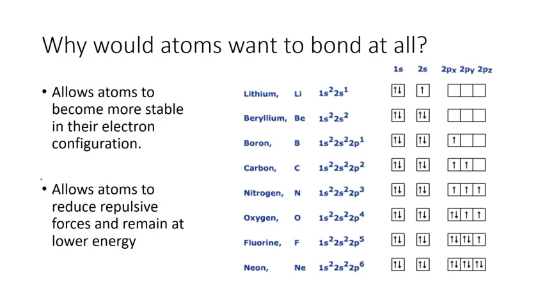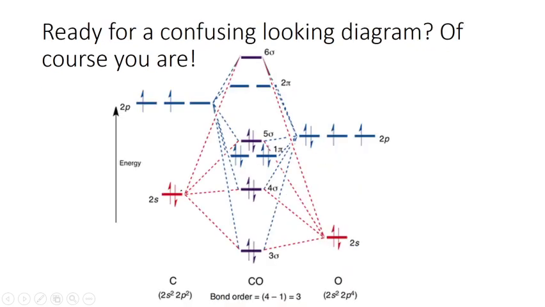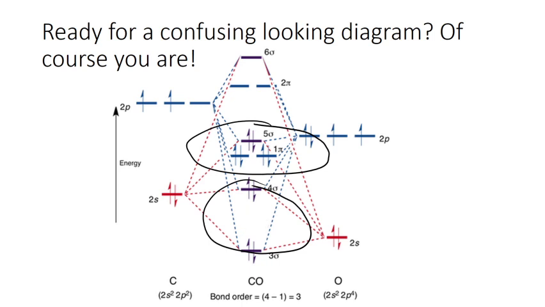The second reason is it allows the atoms to reduce the repulsive forces and remain at low energy. They're always looking to get to a low energy state. So this diagram, it's a little crazy looking. There's a lot going on here, but I'm going to break this down. The main part of the diagram, what we're looking at, is that in the center here, for a covalent bond, we have what are called bonding orbitals.